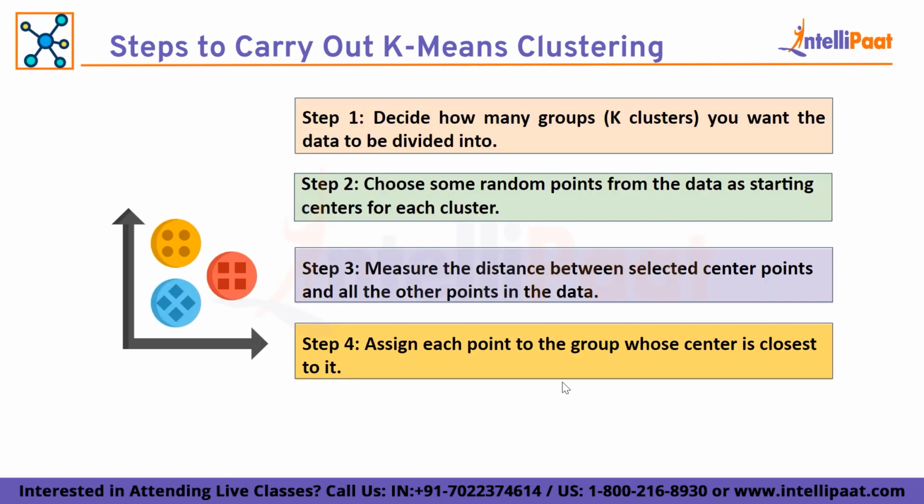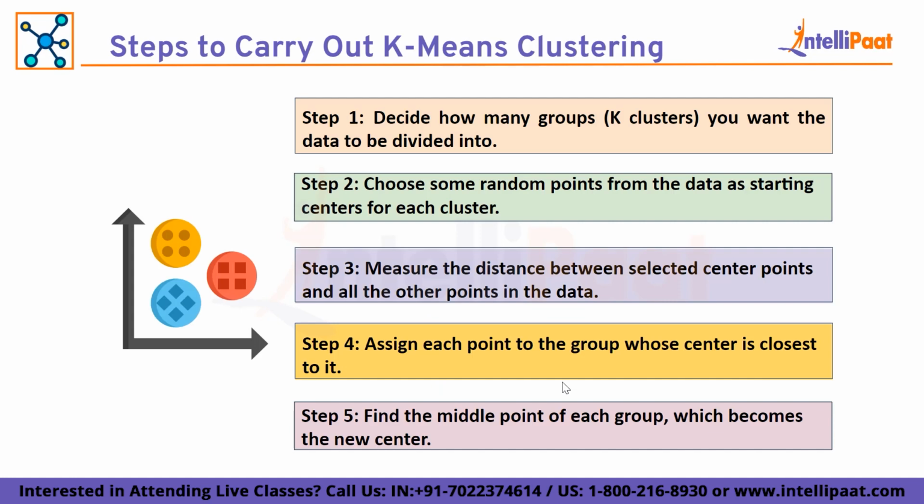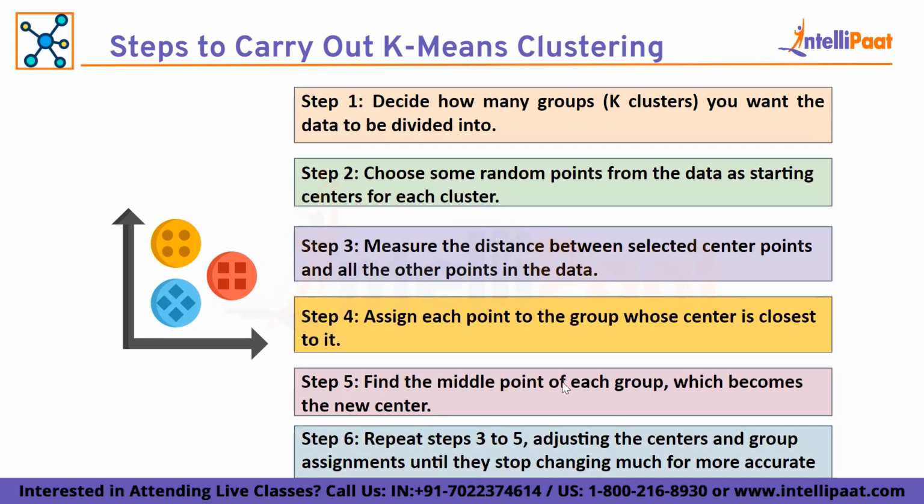The fourth step is to assign each data point to the closest center. After finding the distance, we can group the data points with the closest centroid, and in this way we can make 3 clusters. Now, after this, we will find the middle value of the clusters. The fifth step is to find the middle point of each cluster that will become the new centroid. The sixth step is to repeat steps 3 to 5 to get the most suitable cluster.